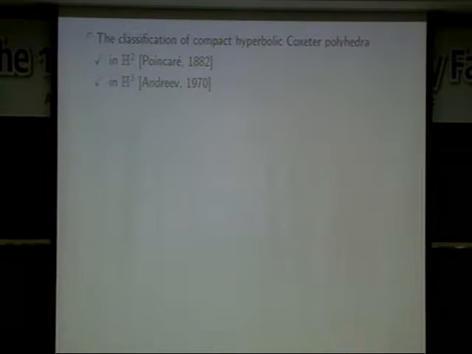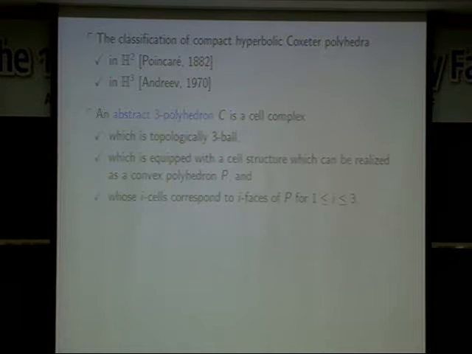So another direction is that according to dimension: in dimension 2, we already know what kind of Coxeter polyhedron it is, by Poincaré, and next I explain Andreev's theorem. To explain that, we define an abstract 3-polyhedron C as a cell complex which is topologically a 3-ball and equipped with a cell structure which can be realized as a convex polyhedron P, and whose i-cells correspond to the i-dimensional faces of P.